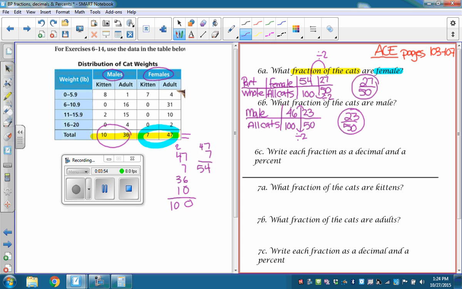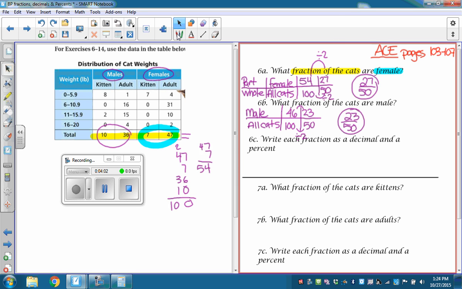And then for part C, write each fraction as a decimal and a percent. We've been working on that. So if I made a little chart here, fraction first, and then decimal and percent. Actually, let's reverse the order. Fraction, percent, decimal, because we know the fraction for part A was 27 out of 50, but the percent, we want to look when it's compared to 100. So that, in this case, is 54%.